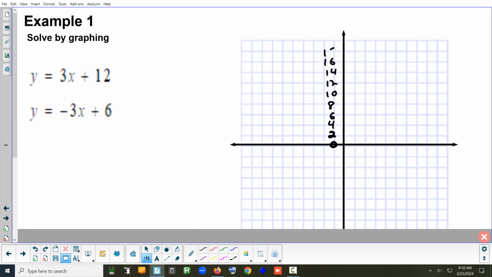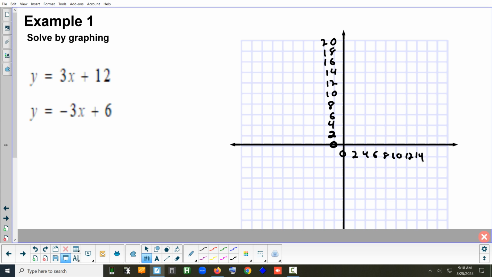14, 16, 18, 20. And we could go by twos. You know, if we're going to go by twos on the y, it's probably easy to go by twos on the x as well, just so we don't get mixed up. You don't have to. You could go by ones on the x, but let's just go by twos on both.